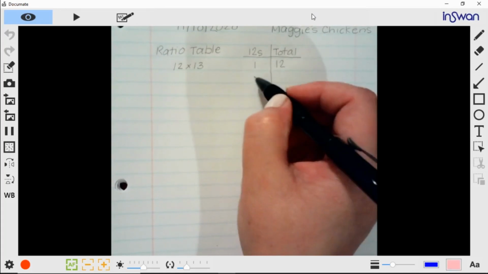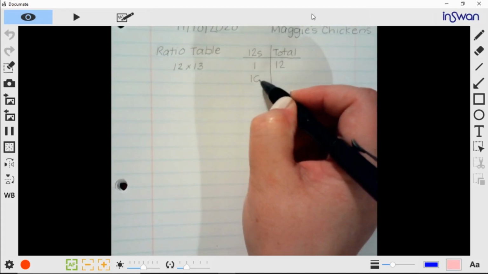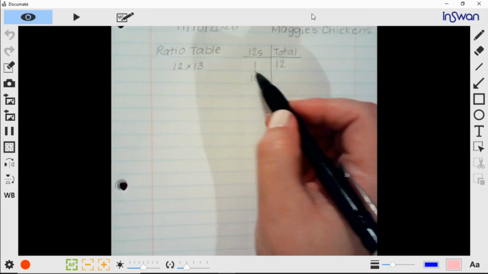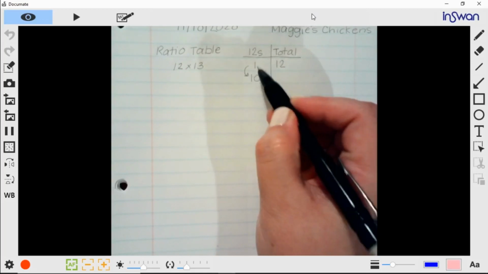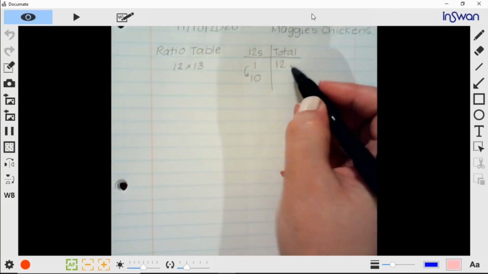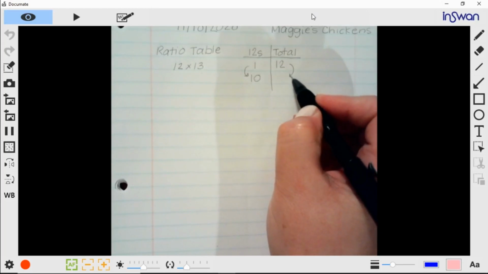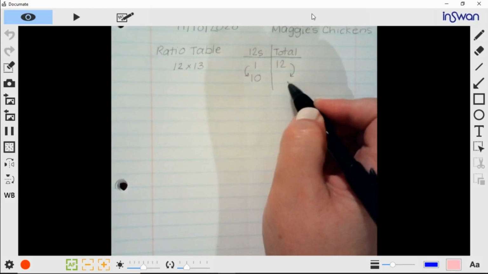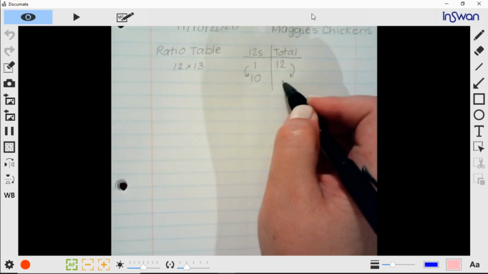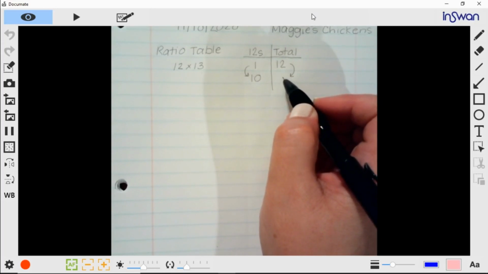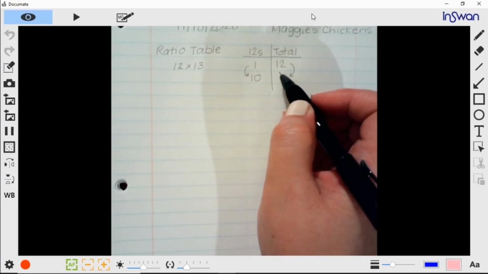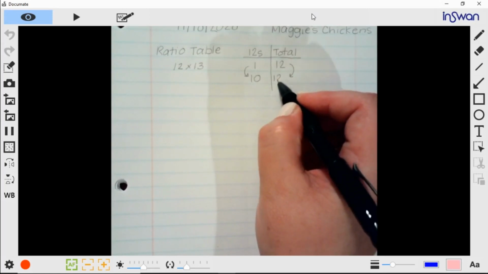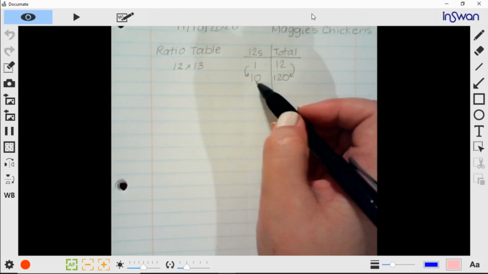So let's go ahead and jump ahead, and let's go to 10 sets of 12. So I'm multiplying by 10 to get from 1 to 10. I'm going to have to multiply by 10 to get from 12 to the total for 10 sets of 12. So remember from last week, if we're multiplying 10 times more, that would be 120. Okay, so we're getting closer.